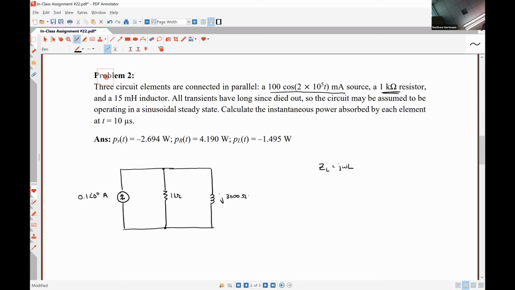So since we want the instantaneous power absorbed by each element, we are going to need to know the voltage drop, which I'll call V of t, or actually I should do it as a phasor.